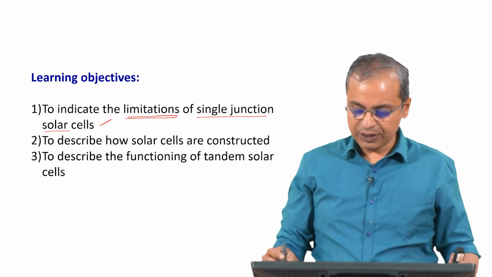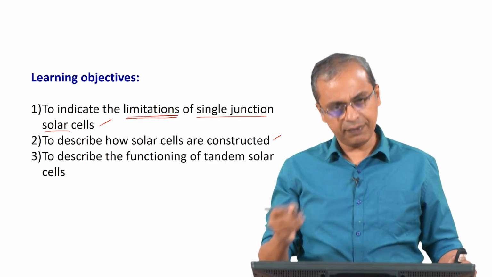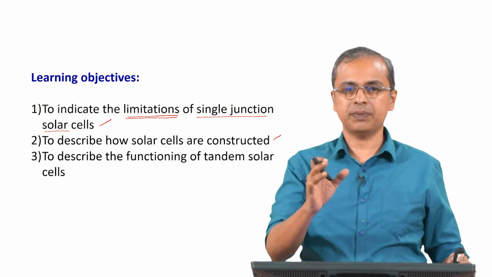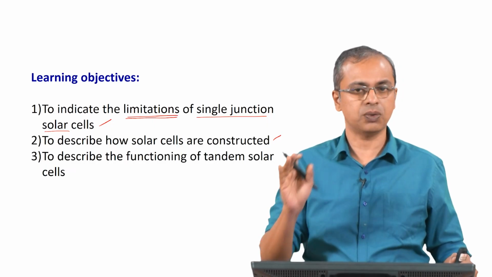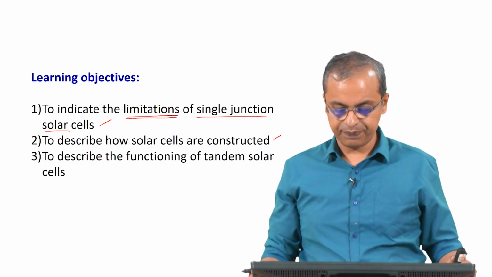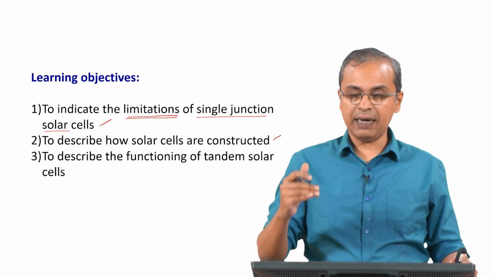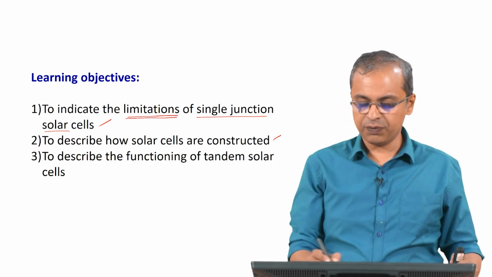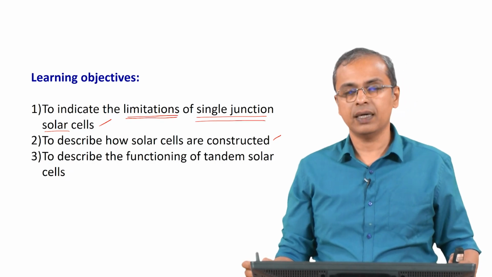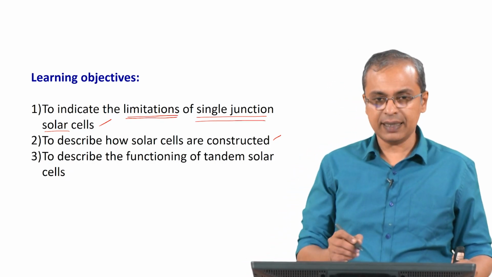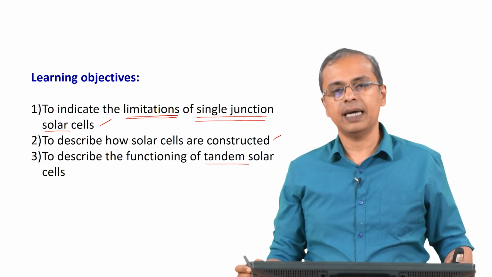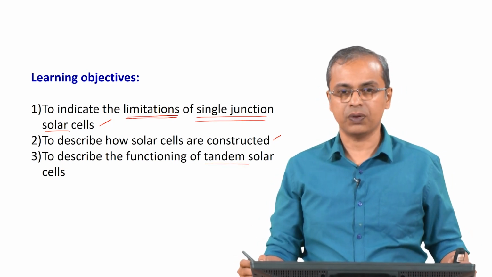We will first start by looking at those limitations, and then we will keep that in our mind. With that in mind, we will describe how solar cells, even if they are single junction solar cells, are constructed, and what are some things that we need to keep in mind as we construct that solar cell. That is the second thing that we will look at. Having done these two, we will see how we can overcome the limitation of a single junction solar cell, and the idea that will be used is called the tandem solar cell. We will look at that towards the end of this class.